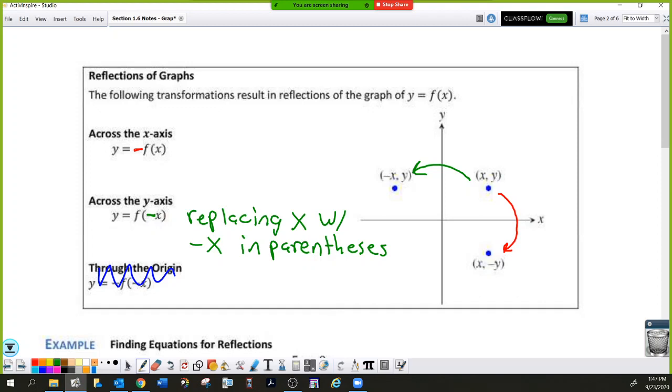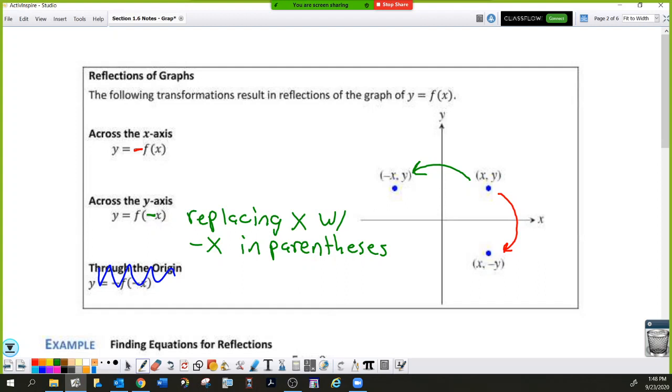You're not just putting a negative sign in front of your x's. That's not what you're doing. You're replacing your x's with negative x's inside parentheses. Cool? Every time you see a negative sign in front of something, that is a reflection. Every time you see addition or subtraction somewhere, that is a translation.